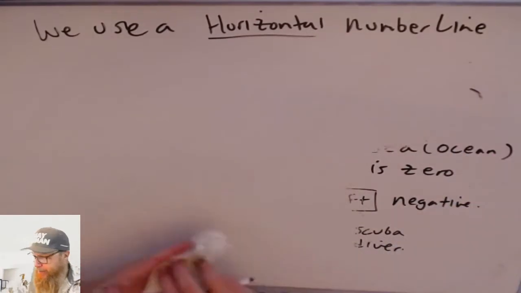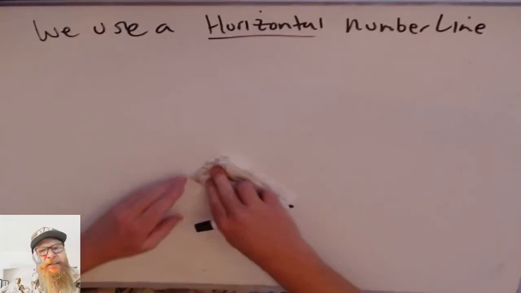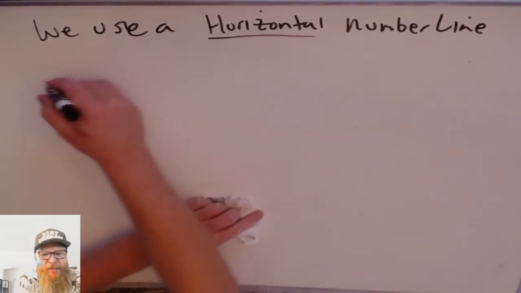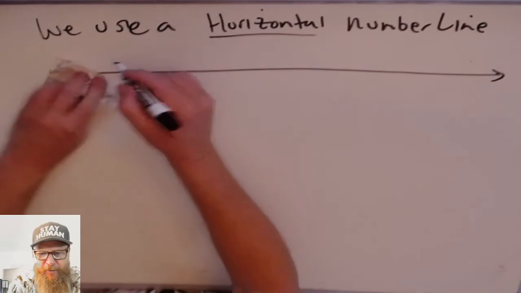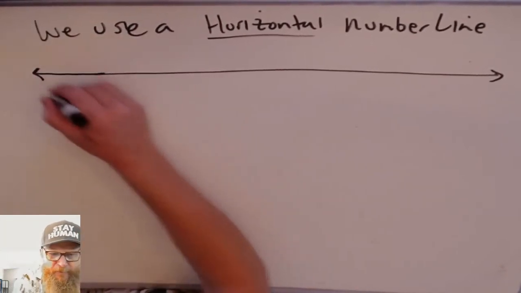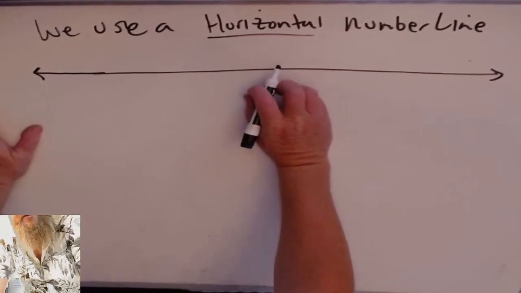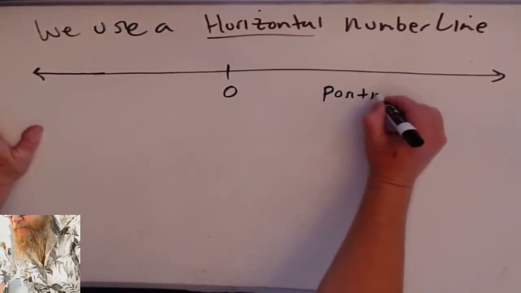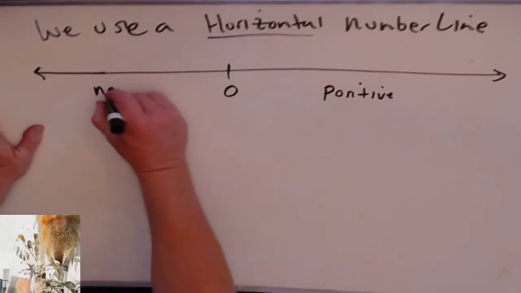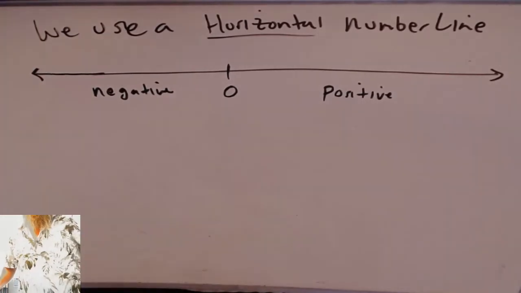Horizontally in order to make our calculations and things like that. So here is our horizontal number line. Positives are on the right, negatives are on the left. And 0 is in the middle.